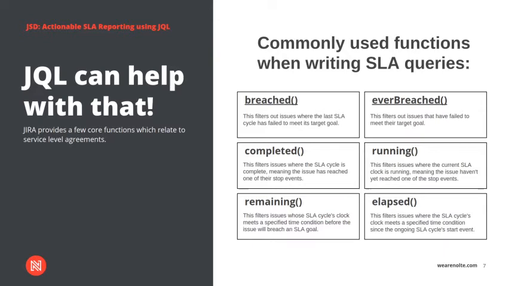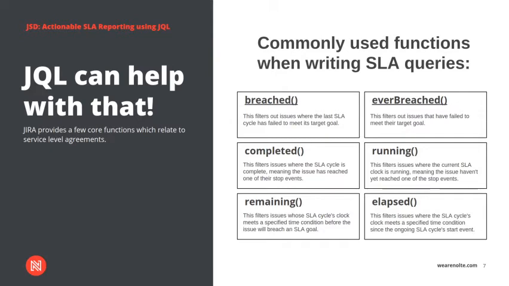Luckily, JQL can help with this. JIRA provides several functions relating to SLA reporting. The following 4 functions were most applicable to the data I wanted to display on my dashboard. The first was breached. This function filters out issues where the last SLA cycle has failed to meet its target goal. The second function was ever breached. This function filters out issues that have failed to meet their target goal, ever.